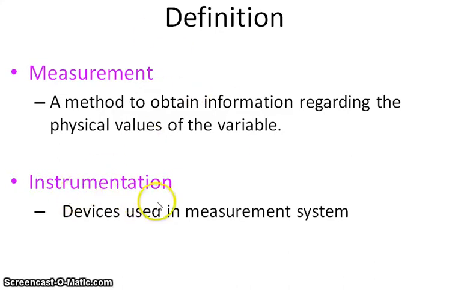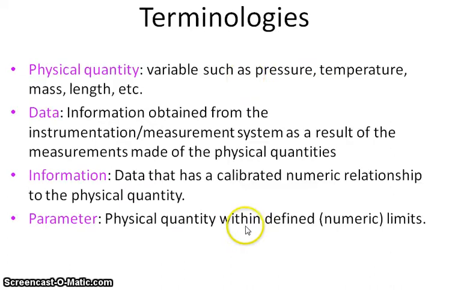Next, instrumentation. Devices used in the measuring system. That means if you want to measure the mass of a product, then we are using a physical balance. The device with which we perform this measurement process is called instrumentation.